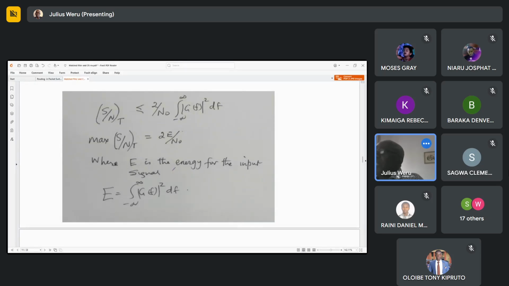Where E actually is the energy for the input signal. To get power, you must divide it by T. So E is the energy for the input signal.